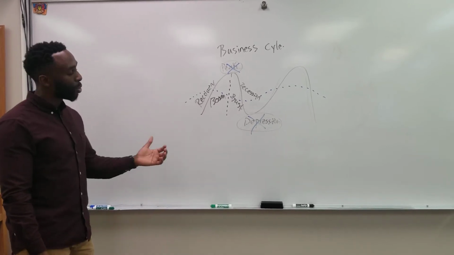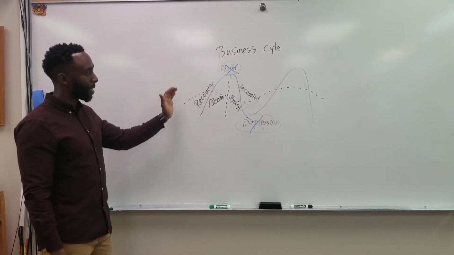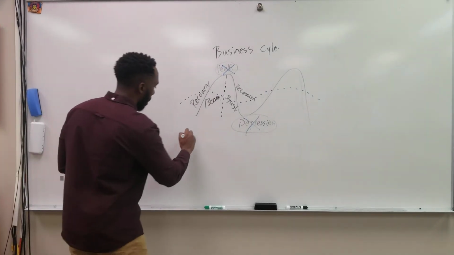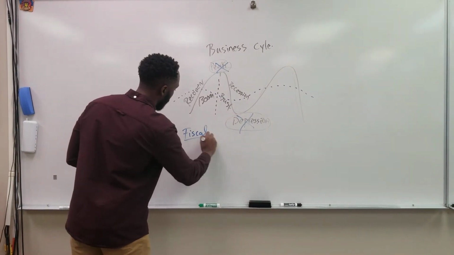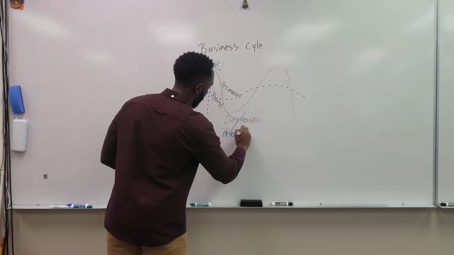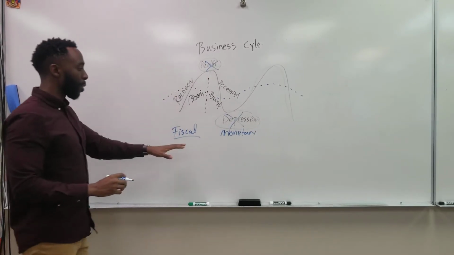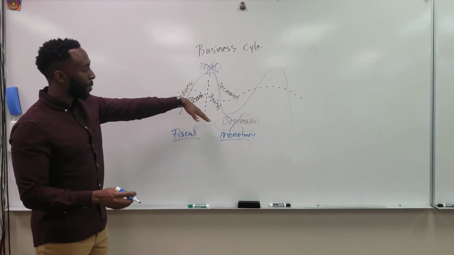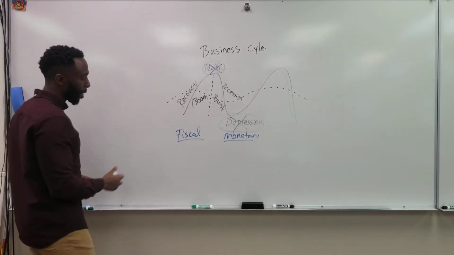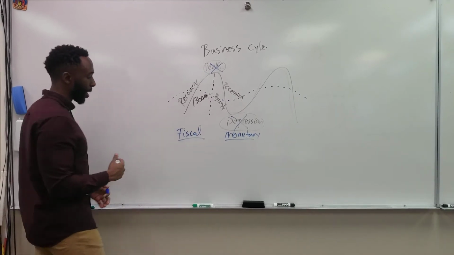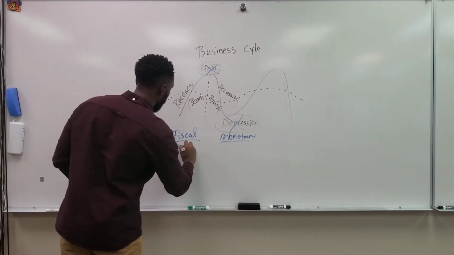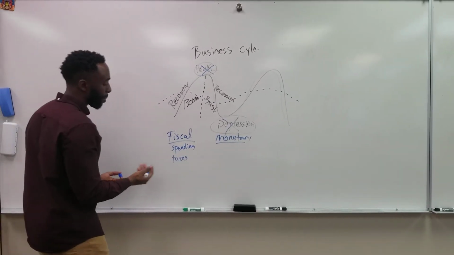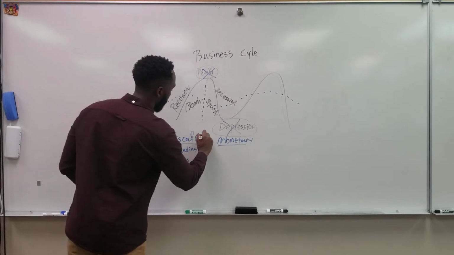There are some tools that Keynes uses to regulate the business cycle to make sure we avoid the peak and the depression. The two tools are called fiscal policy and monetary policy. I'm going to explain what fiscal and monetary policy look like during the boom phase, and then we just flip it for the bust phase. Fiscal policy has two parts within it, spending and taxes.